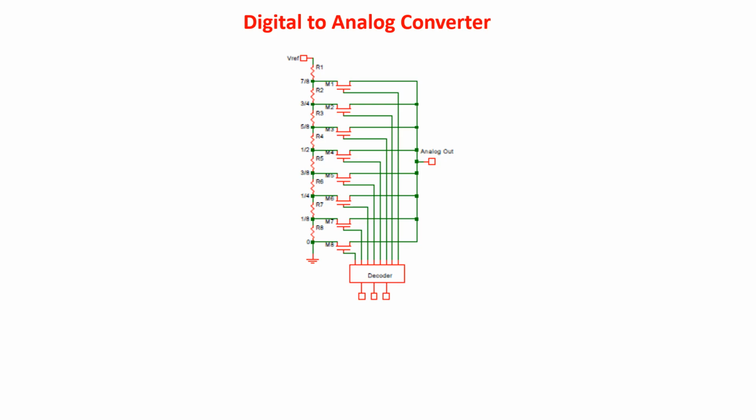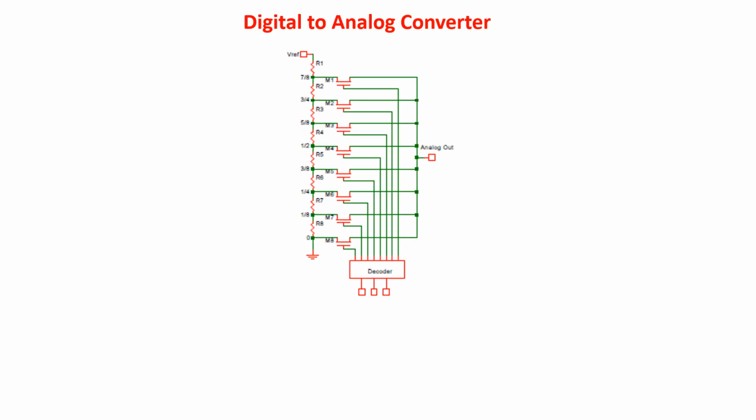A string of identical resistors divides a reference voltage into 8 equal parts. Of 8 MOS transistors, only one is on at a time, connecting the selected tap to the output. Of course, with this circuit we can convert only a 3-bit signal and we create an analog signal of only one polarity. Let's see how it works in more detail.